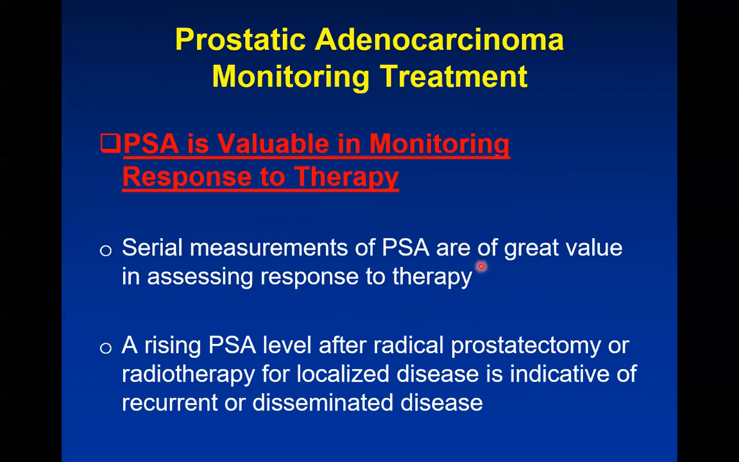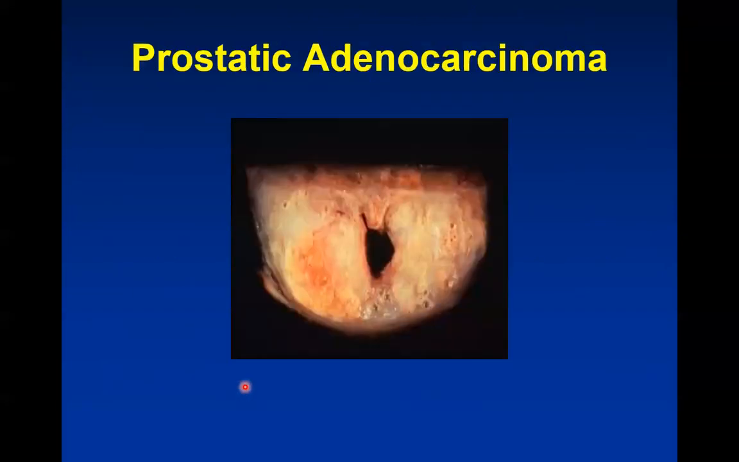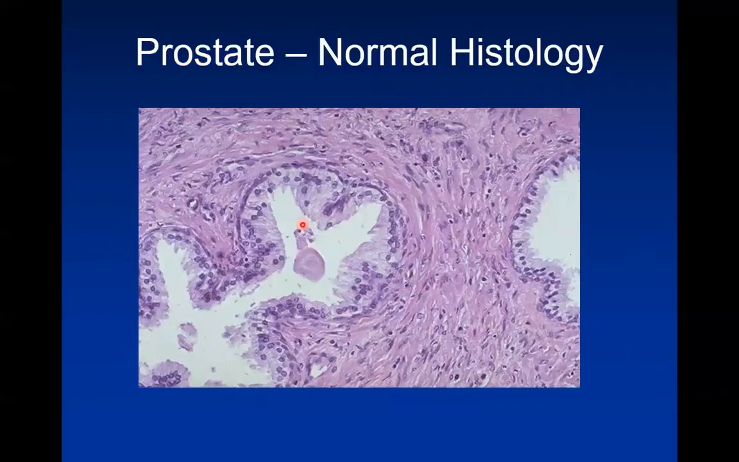The most important aspect of it is that it's valuable in monitoring response to therapy and the serial measurements that we have talked about. We talked about a rising PSA level after treatment and what it means. Here is a cancer of the prostate. Every time you see yellow color, that's going to be suspicious for a prostatic adenocarcinoma.